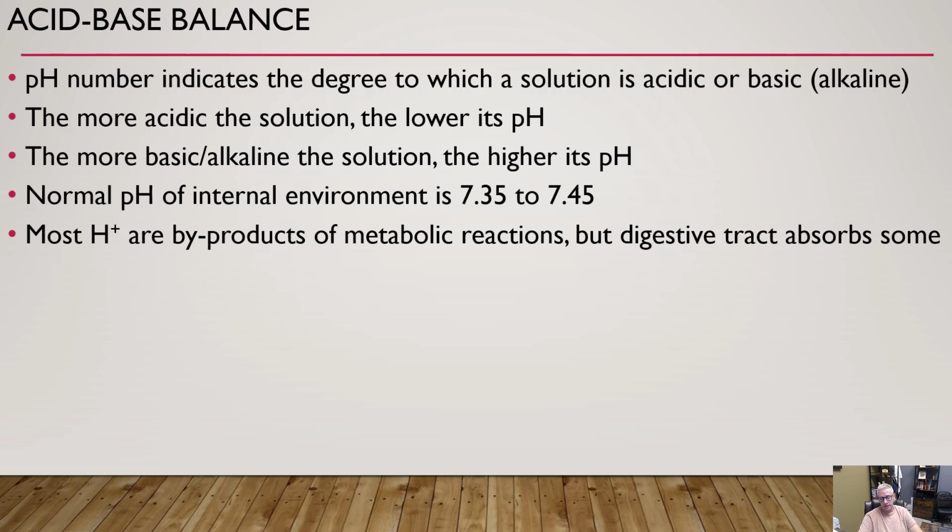And different areas of our body have different pHs. If you look at the pH of our gastric content, or gastric acid, it's going to be a lot lower than 7.35 to 7.45, because we know gastric acid has a pH of like 1.5 to 3, somewhere around there.